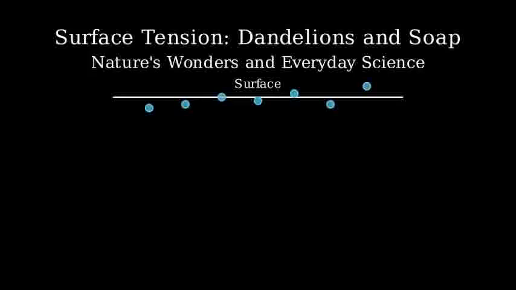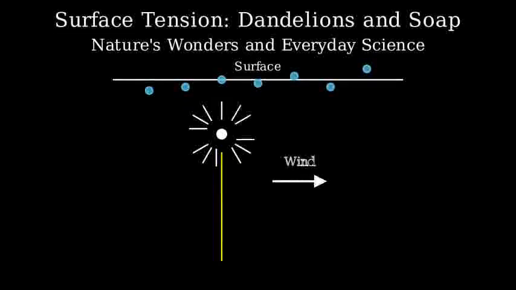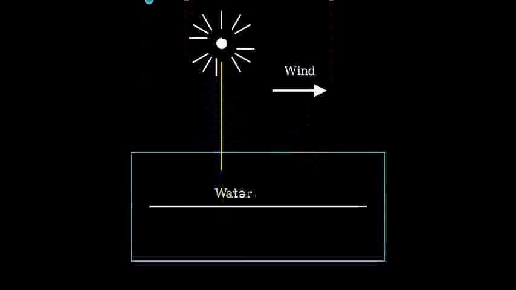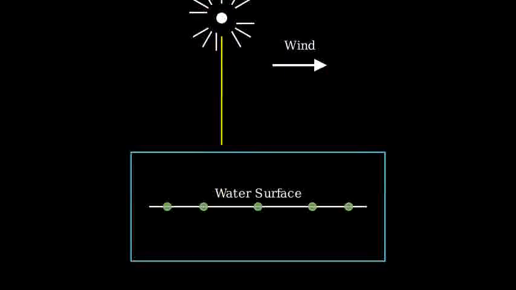Now, let's look at a natural application of surface tension: the dispersal of dandelion seeds. Dandelion seeds are incredibly light and have a unique parachute-like structure that allows them to float on the wind. Surface tension plays a role by keeping the seeds dry, as water tends to bead up instead of soaking the seeds.